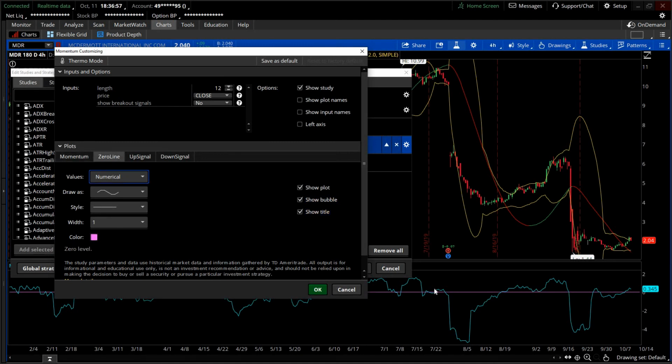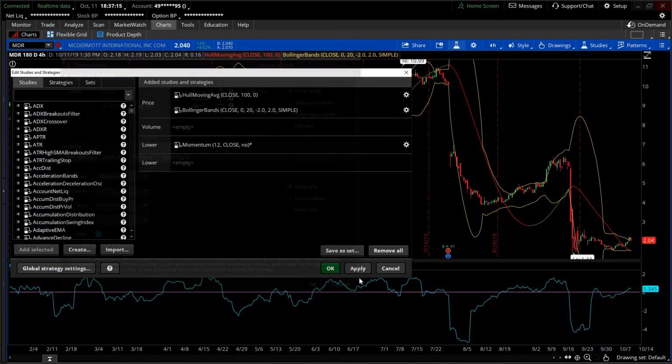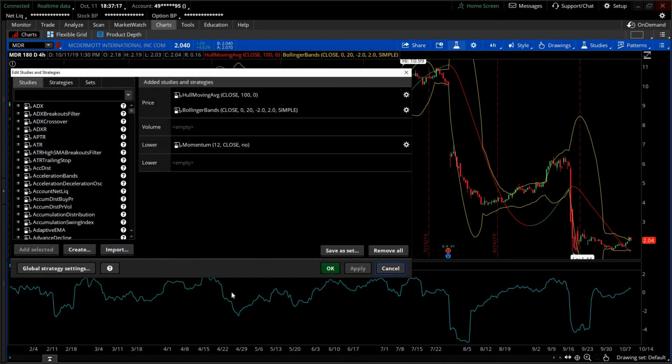The momentum works pretty straightforward if you've seen some of my other videos. If it's below the zero line, that means momentum's going down. If it's above the zero line, it means momentum's going up. But we're not going to trade it like that for this. We're going to get rid of the upper signal and lower signal. The only thing I'm leaving on is the momentum, the blue line, nothing else. Okay, so there we go. We have a clean line.